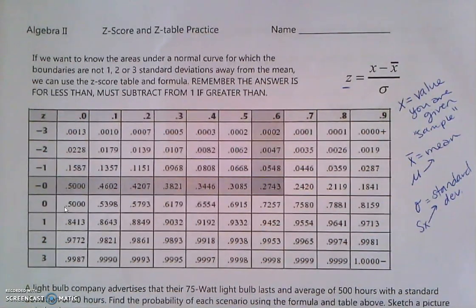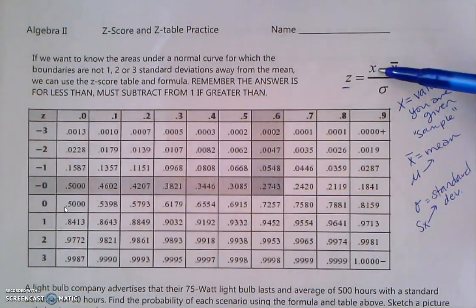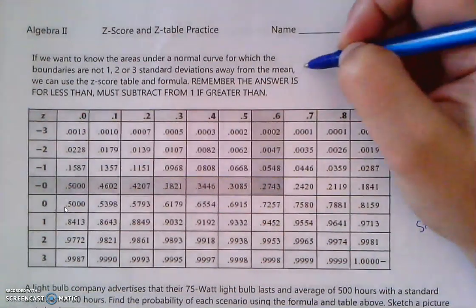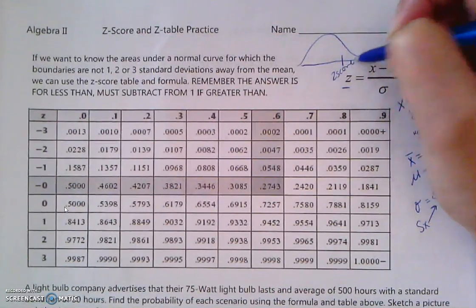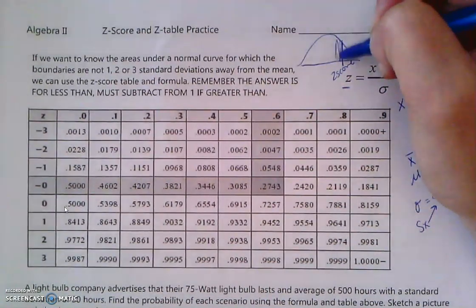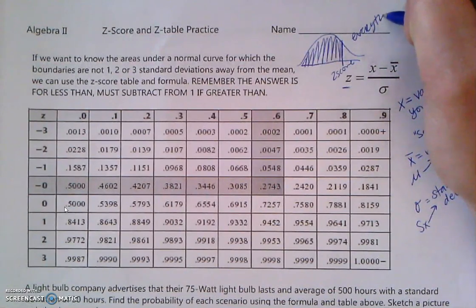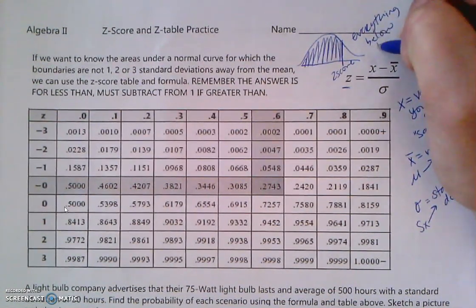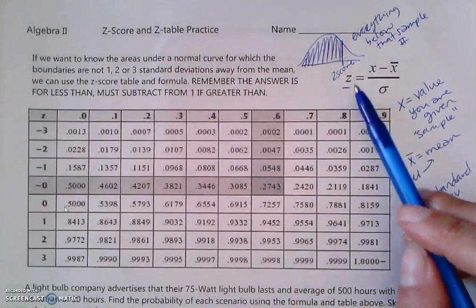Okay, now what we're going to be given is one value point, and we're going to be given a mean and a standard deviation. So that one value point is going to be put into this formula along with the mean and the standard deviation, and we're going to find something called a z-score. Now, before I use this table, know that the z-score is a number that gives you a decimal that represents everything below that sample number.